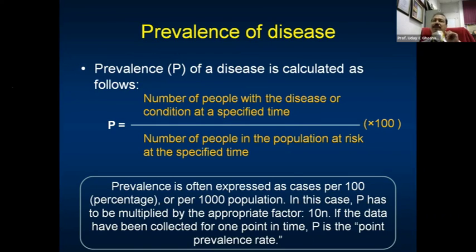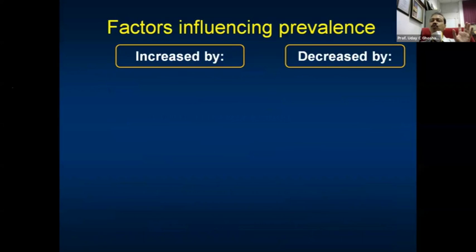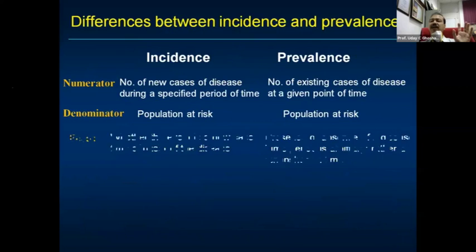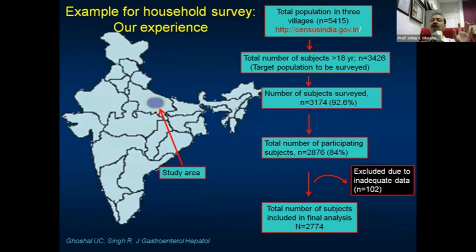Unfortunately, we get papers submitted to the journal where the term incidence is used. It is wrong. What is prevalence? Prevalence is typically point prevalence. Point prevalence means the number of people with disease over the number of population at risk. So here, the population at risk is 2,774.